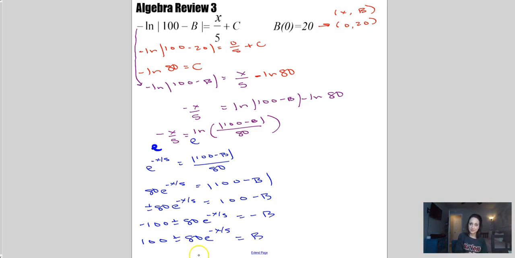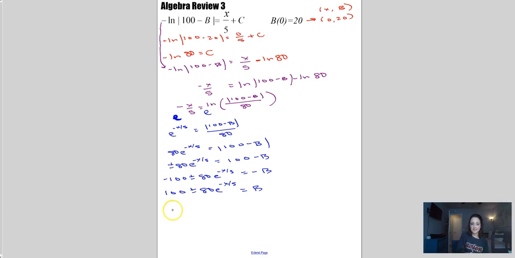Okay, again, I can't have that plus or minus, so we're going to check the point (0, 20). When I plug in 0 for x, I get e to the 0, so this becomes 1. 80 times 1 is 80, okay? So do you want 100 plus 80 or 100 minus 80 to get my true statement of b being 20? We want 100 minus 80, right? So final answer, 100 minus 80 e to the negative x over 5 equals b. And that's our final answer there.